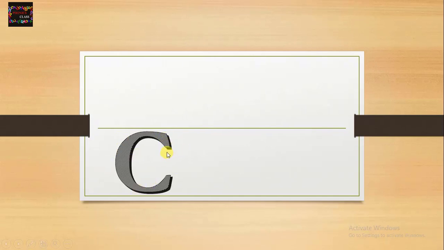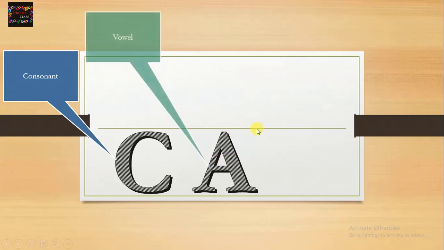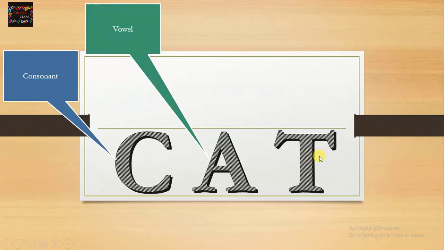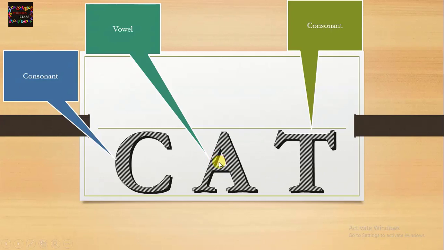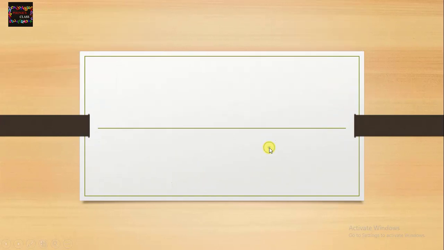The first consonant is C. C makes the sound K. The vowel is the same, A, which makes the sound A. It's a vowel. The next consonant is T. T makes the sound T. K, A, T, cat. It's an animal, cat.